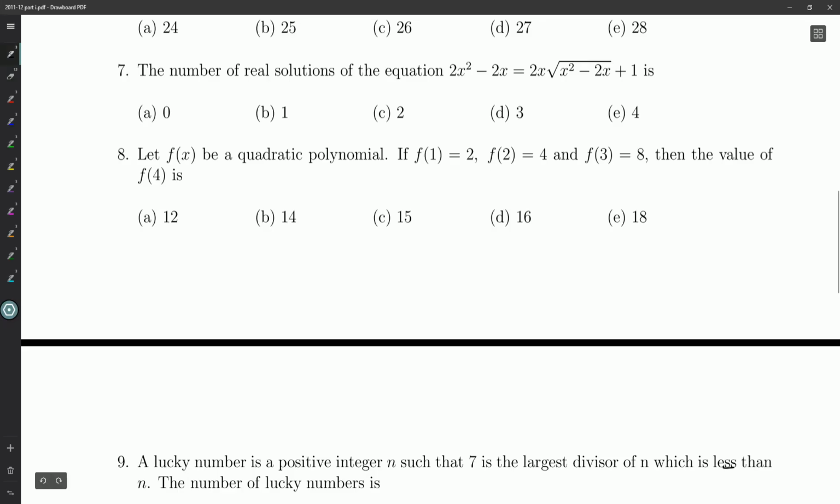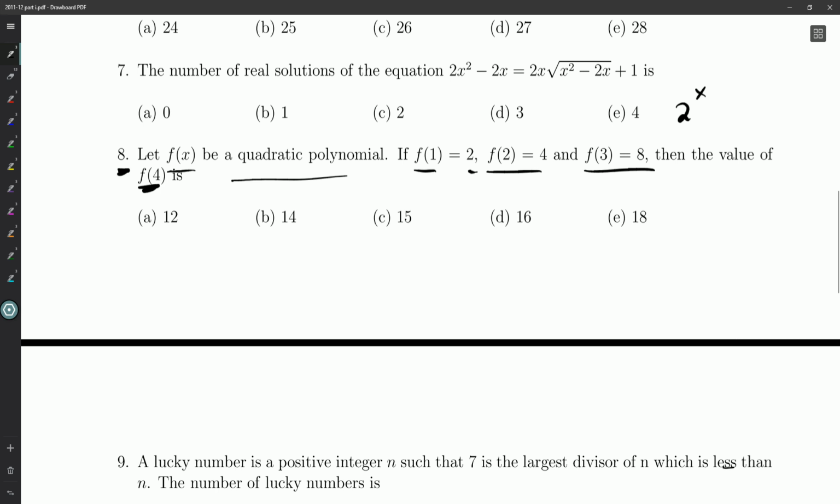We're looking at question number 8 on our 2011 Alberta Part 1 paper. f of x is a quadratic polynomial. We know f of 1 is 2, f of 2 is 4, and f of 3 is 8. Well, those are powers of 2, but of course 2 to the x is not a quadratic polynomial. We want to know what's the value of f at 4.